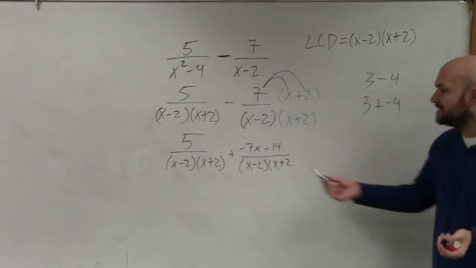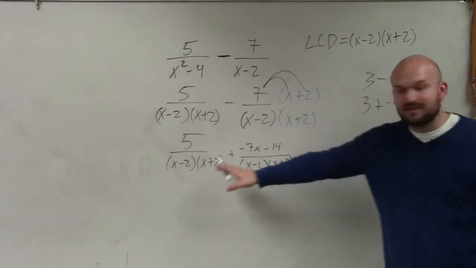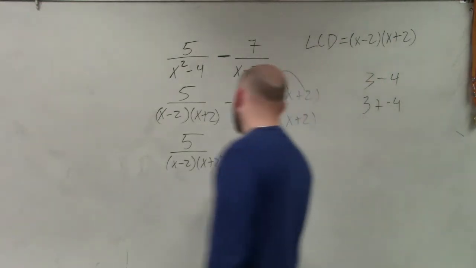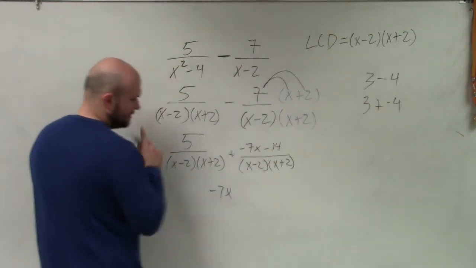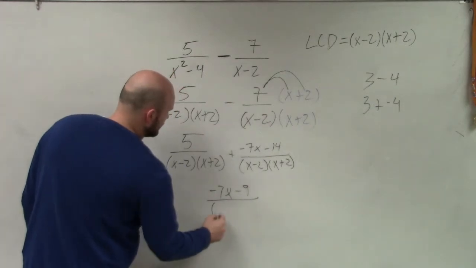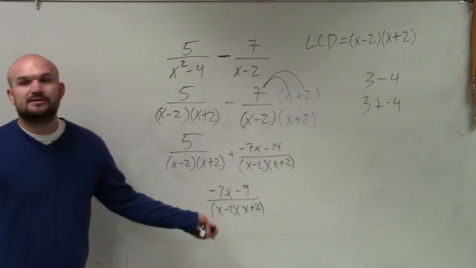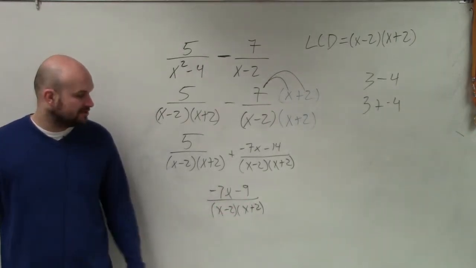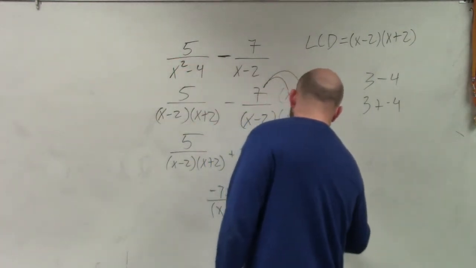Now, you can see that these have the same denominator. Since they have the same denominator, I keep the common denominator and I add my top terms. So therefore, this becomes a negative 7x. 5 minus 14 is negative 9, all over x minus 2 times x plus 2. And again, I'm not going to simplify it because we're short on time, but you should know that we need to make sure that we can distribute them. OK, Jamie? So therefore, x cannot equal positive 2 and negative 2.